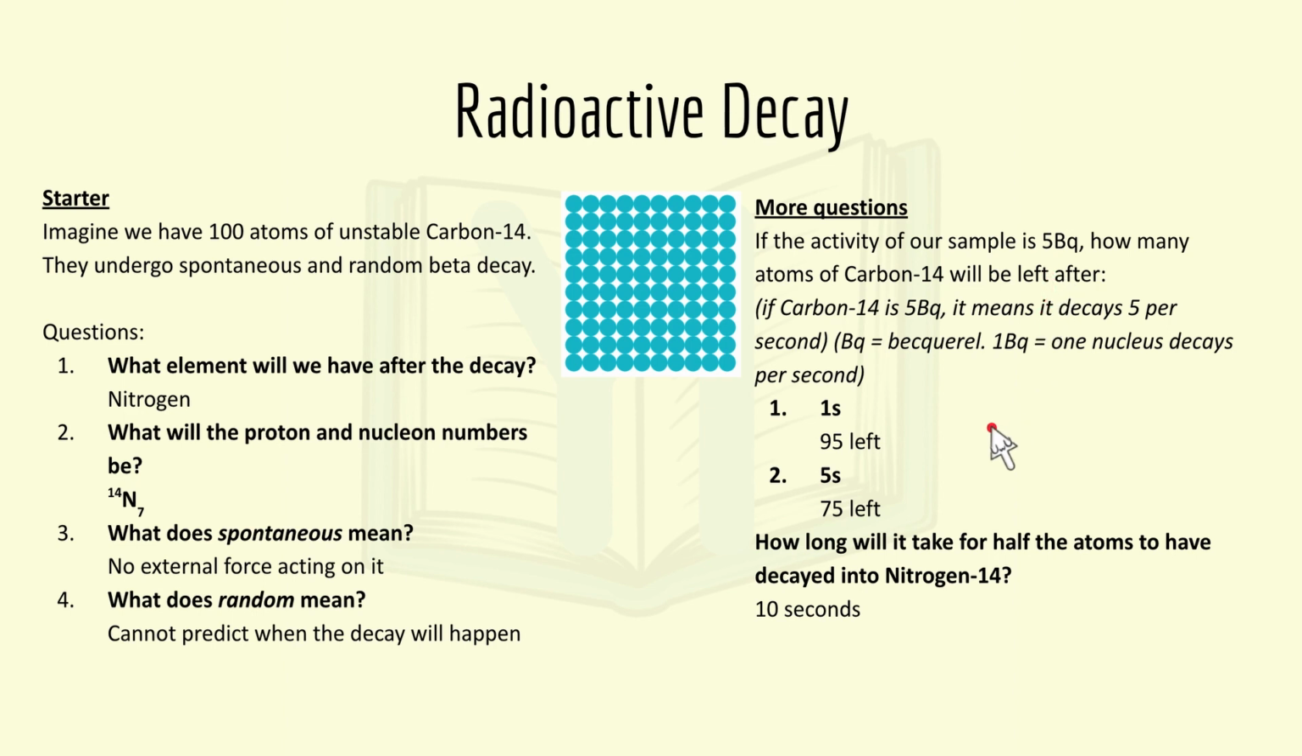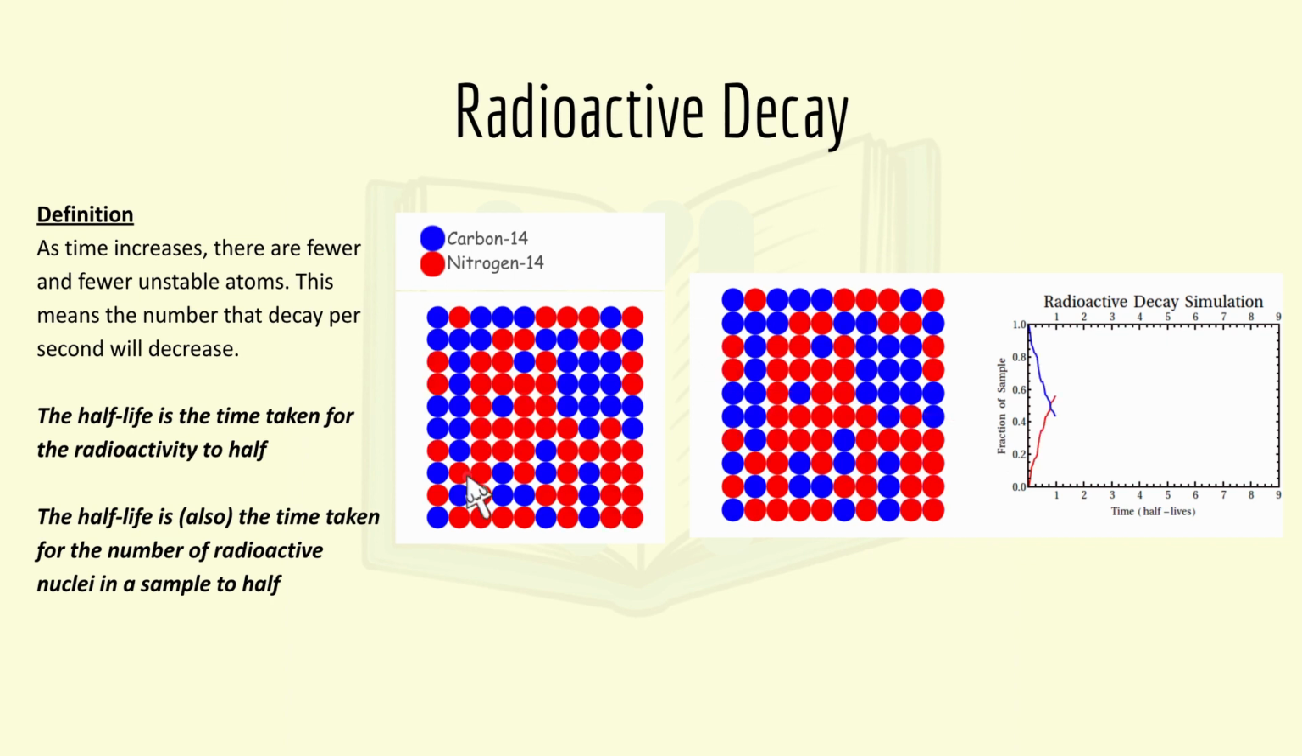So we'll move on now. Here's more on radioactive decay. As time increases, there are fewer and fewer unstable atoms. This means that the number that decay per second will decrease. The half-life is the time taken for the radioactivity to halve, or the time taken for the number of radioactive nuclei in the sample to halve.